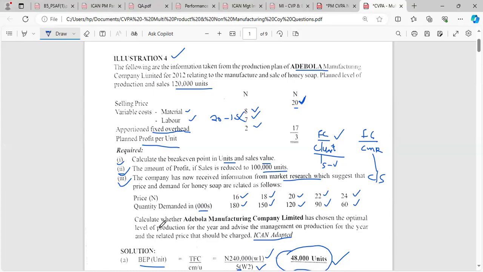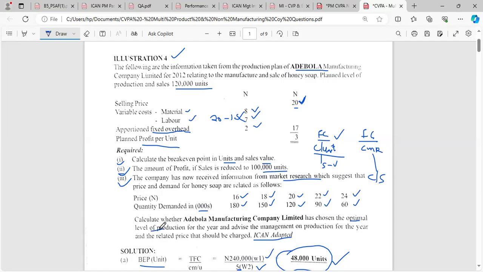Now, you are asked to calculate whether Adebola Manufacturing Company Limited has chosen the optimum level of production for the year, and advise the management on production for the year and the related price that should be charged. Now, I will read that again for more clarity. He said, calculate whether Adebola Manufacturing Company Limited has chosen the optimum level of production.